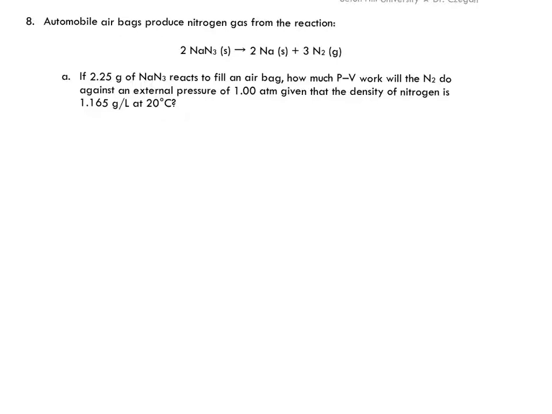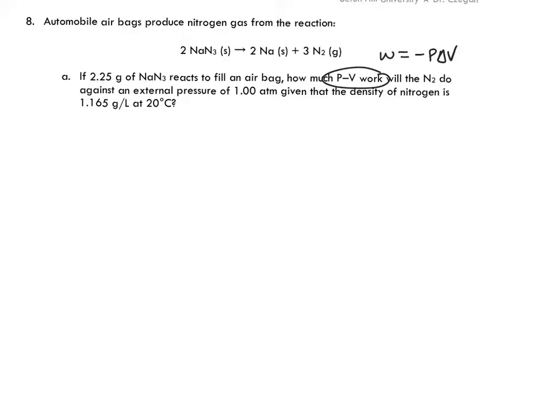That's what this problem is. And this problem's a doozy. It's a big one. There's kind of a lot happening here. But at the same time, we are looking at pressure-volume work, and the equation for pressure-volume work is that it's equal to negative P delta V. So what we ultimately need to find is what the change in volume will be when we make the nitrogen produced by 2.25 grams of NaN3 breaking down.